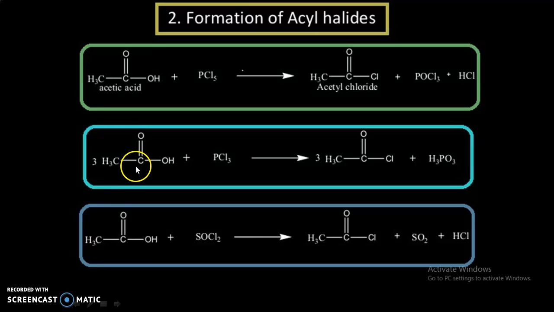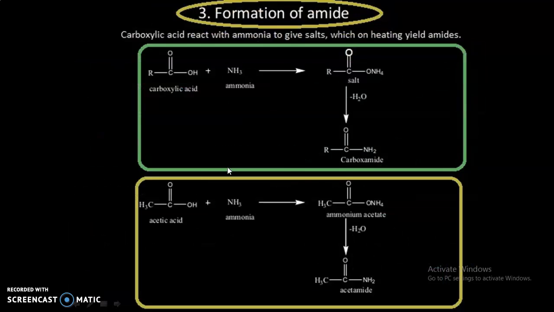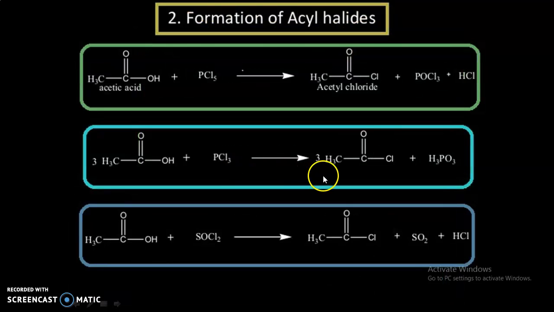Next reaction is when carboxylic acids are treated with phosphorus trichloride, it forms the same acetyl chloride and phosphorous acid, H3PO3. Next, acetic acid when treated with thionyl chloride, SOCl2, forms acetyl chloride along with sulfur dioxide and HCl. This is called formation of acid halides.